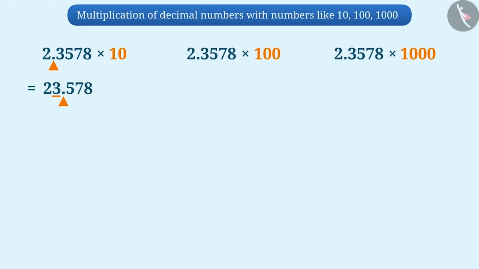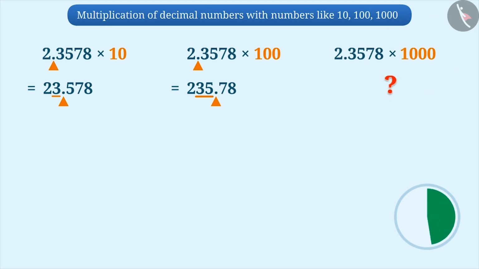Similarly, if we multiply 2.3578 with 100, then also the digits in the number to be multiplied, that is 2.3578, and the digits in the answer are the same. But this time, the decimal point has shifted 2 places to the right side. Now can you obtain the value of 2.3578 multiplied by 1000 without carrying out multiplication?